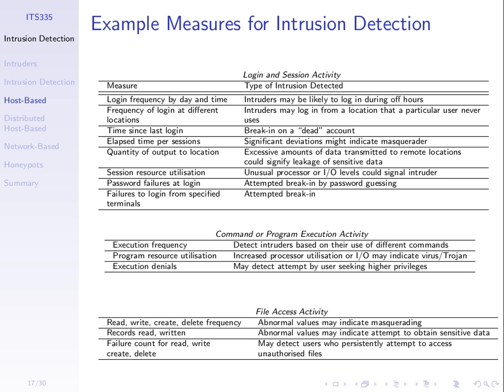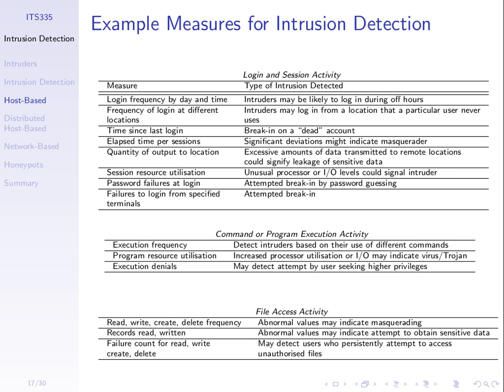File access is the other way. Normally, users access files according to certain patterns. But if someone tries to access files outside those patterns, that can be used to detect an intrusion. So if someone tries to read normally confidential files, again, that may be a detector. Or the rate at which they read files, or that they delete files. Normally, a user may only delete files in their own account at some rate. But if someone tries to delete as many files as possible, as fast as possible, that may be an indicator of an intruder.